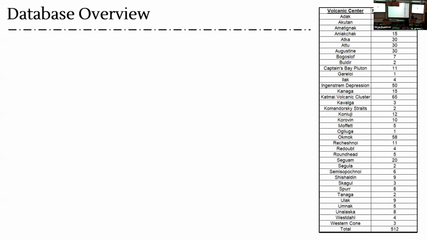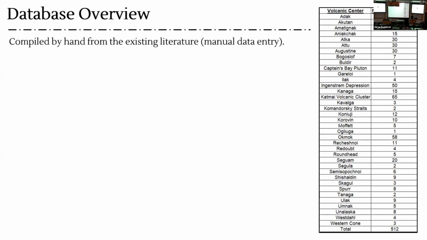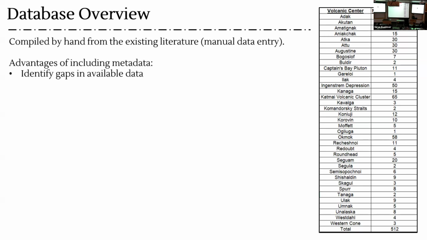On the right, you'll see the different volcanic centers that I have samples for and the number of samples attributed to each. Some of them have quite a few, some of them have not many. This has been compiled by hand from the existing literature, so I've just been manually entering them into an Excel file, which has been lovely. That's why I haven't gotten to tracing major elements yet, because I need to now match them. But the advantage of using the metadata, as I said several times now, is to identify gaps in the available data, like Redoubt has 4, which doesn't seem like enough, and to isolate analyses that are overdue for reanalysis, like some of the older ones.